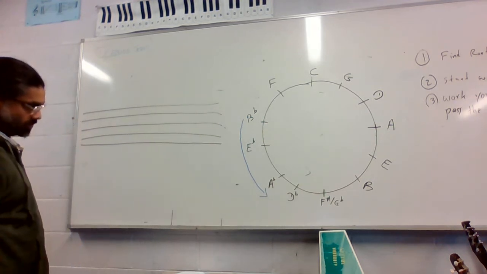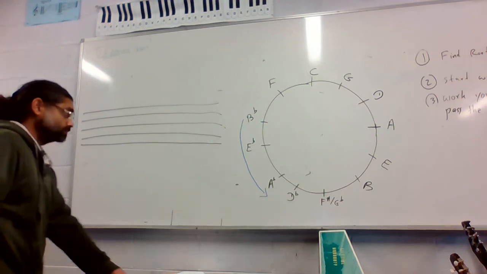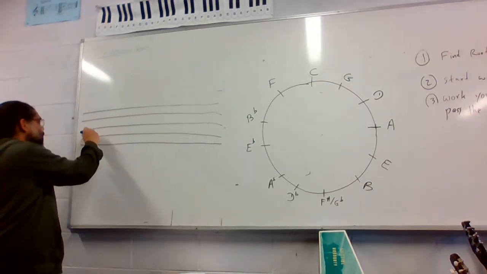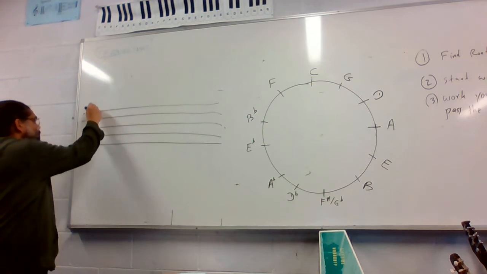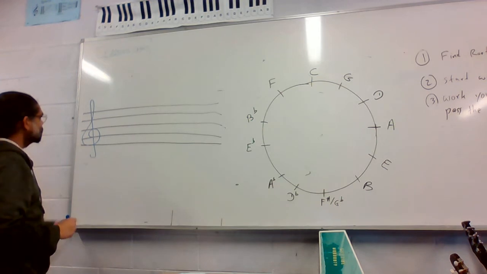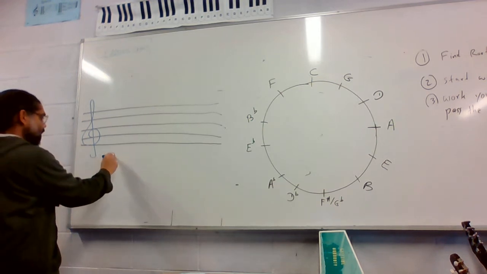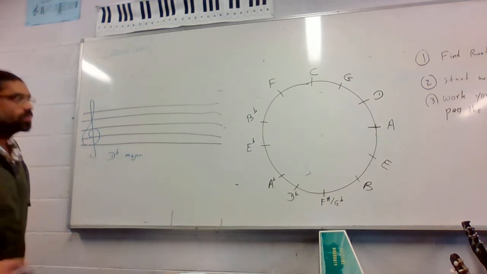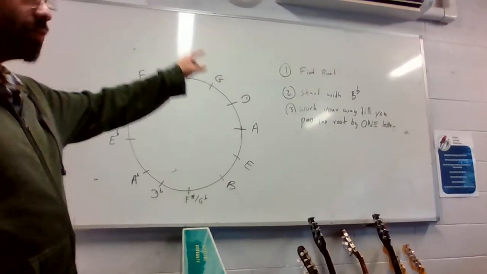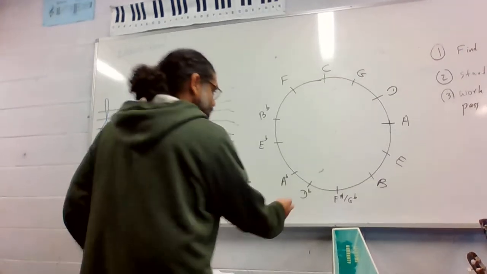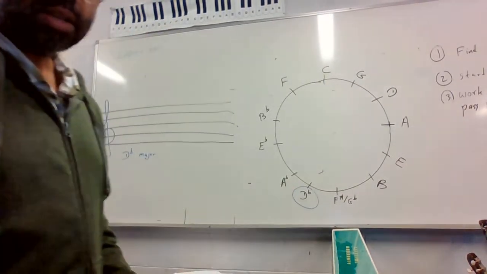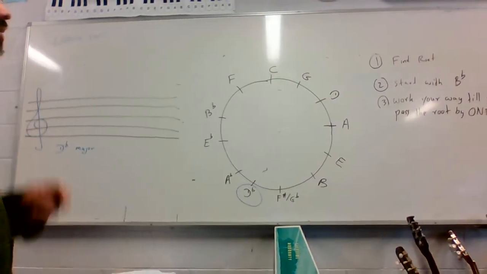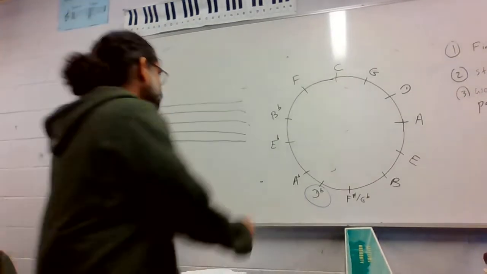Let's do a hard one. Let's do D flat major. Okay. So we'll do treble clef. See if I can do a nice treble clef this time. Yeah, that'll do. So we're going to do D flat major. So let's have a look at that. What's the first step? Find the root. Well, that's easy. It's in the name. D flat. That's our D flat. What's the second step? Start with B flat. So I'm going to start with B flat.